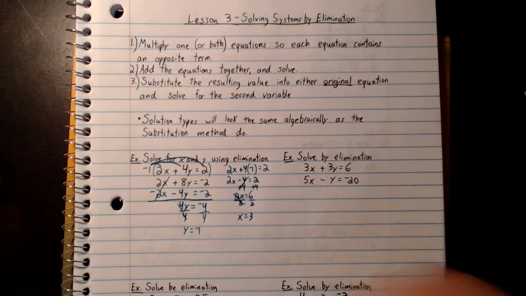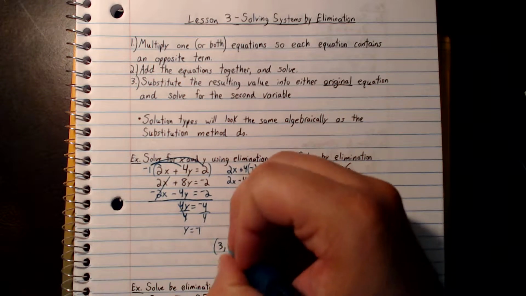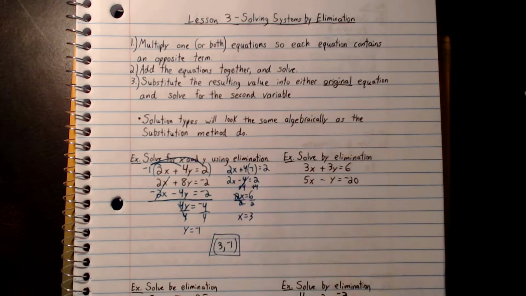Now we have our two coordinates. We just write them in set notation, 3 comma -1. Okay, that elimination method I think works beautifully. It works almost every time. Let's take a look at this other example here.